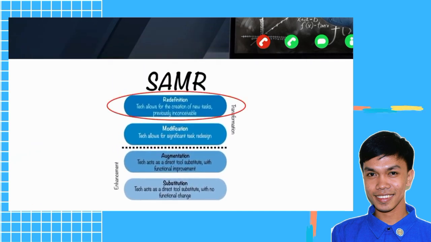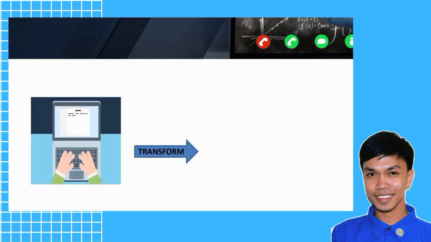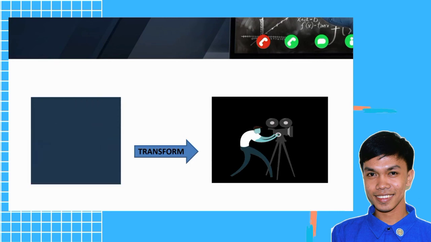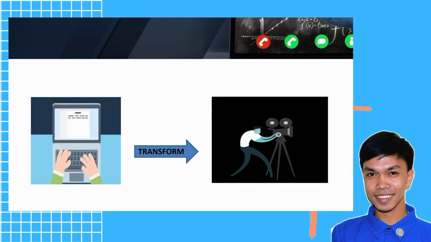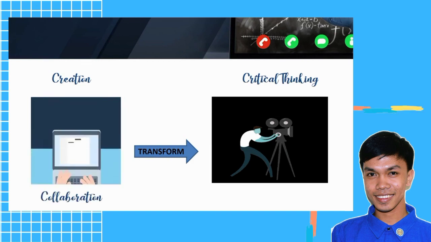At the top stage, redefinition, technology allows for the creation of entirely new tasks that were previously inconceivable. What if students transform their short stories into multimedia productions? After creating, for example, storyboards, students film scenes, edit clips, and add music, they can publish the video and receive feedback from different people. In connection to this, technology redefines the short story writing activity to include the four C's in media, which are creation, critical thinking, collaboration, and communication.